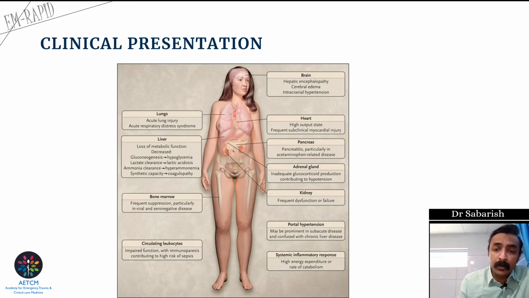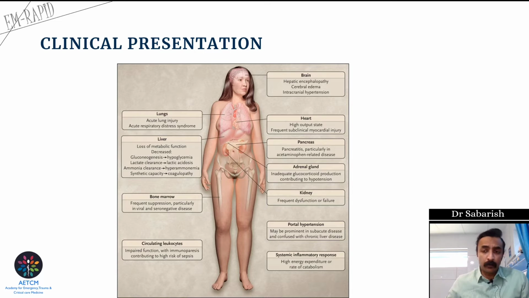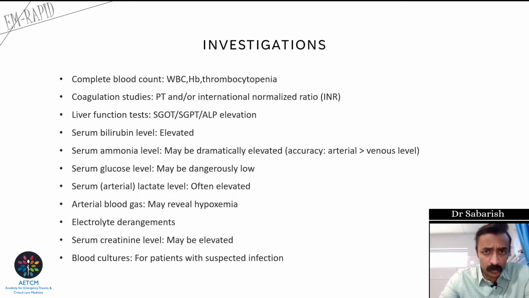Portal hypertension may be prominent in subacute disease and may be confused with chronic liver failure. So even in acute presentations, remember that the patient can present with portal hypertension and other systemic inflammatory response, with high energy expenditure or rate of catabolism. So the clinical features, if you can remember them based upon the broad organ or system involved, it'll be much easier. We'll move on to the investigations.